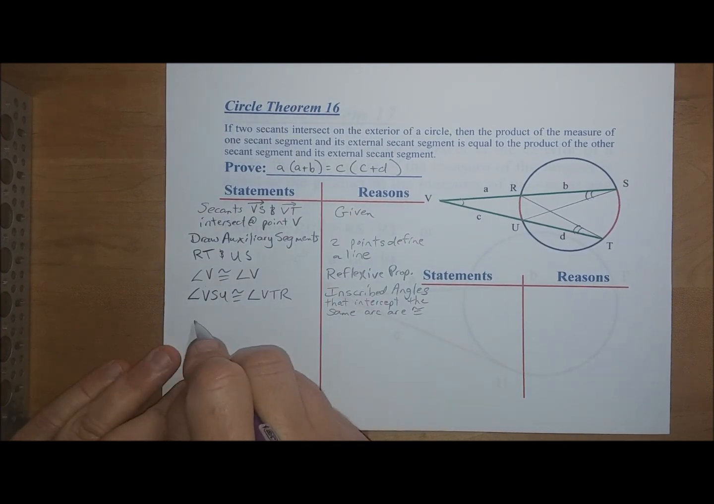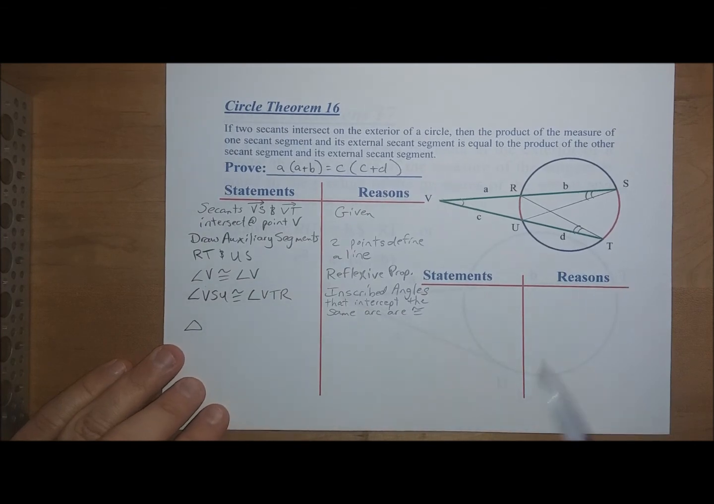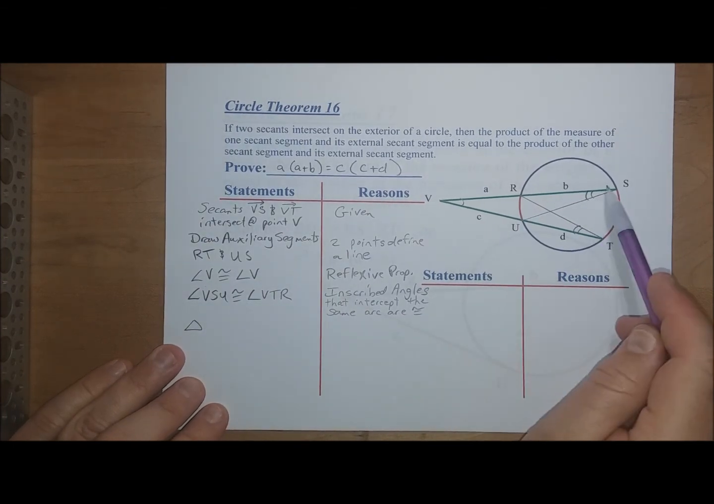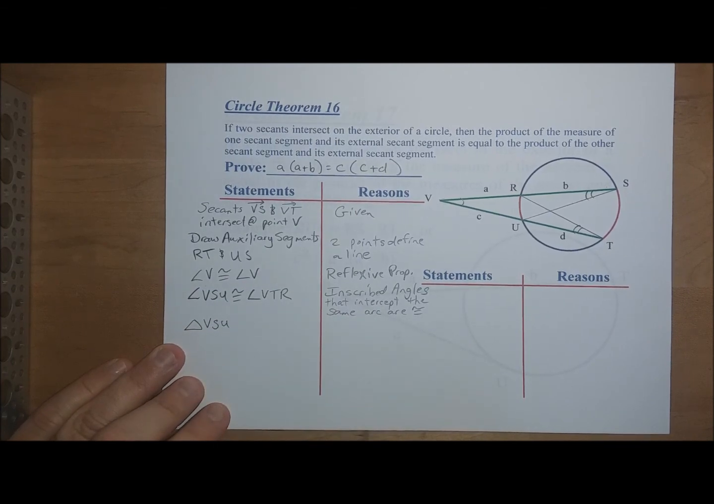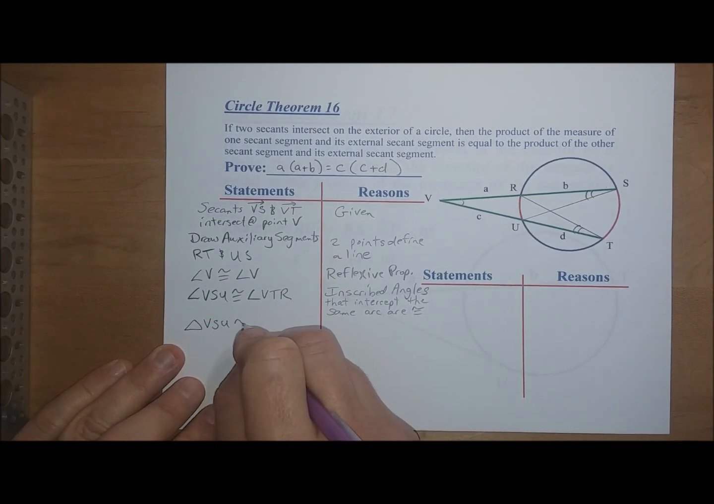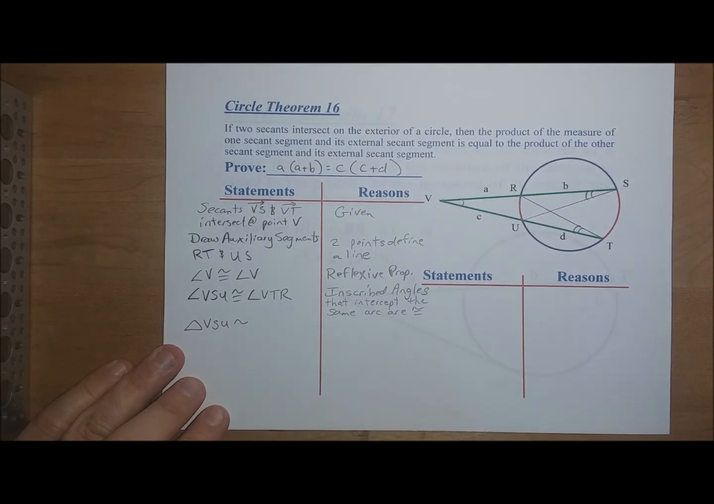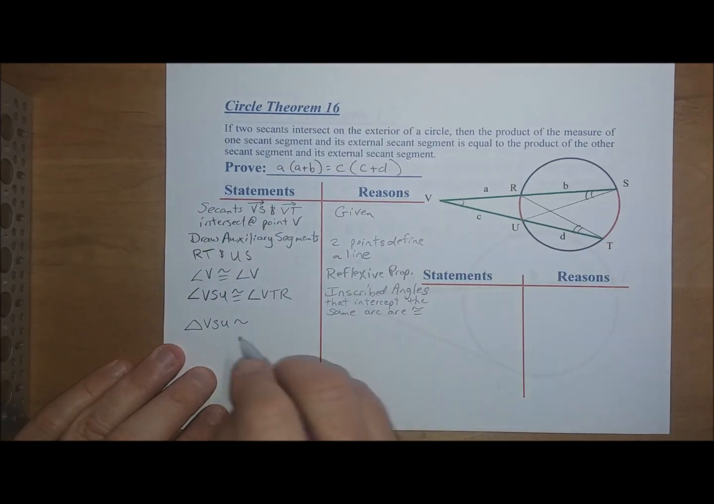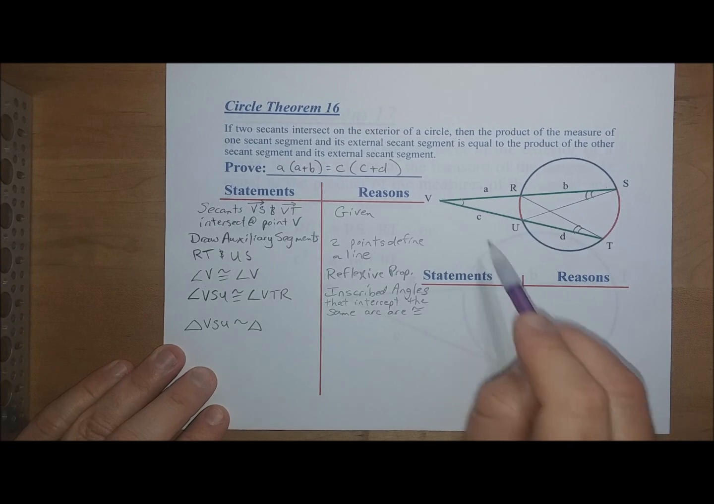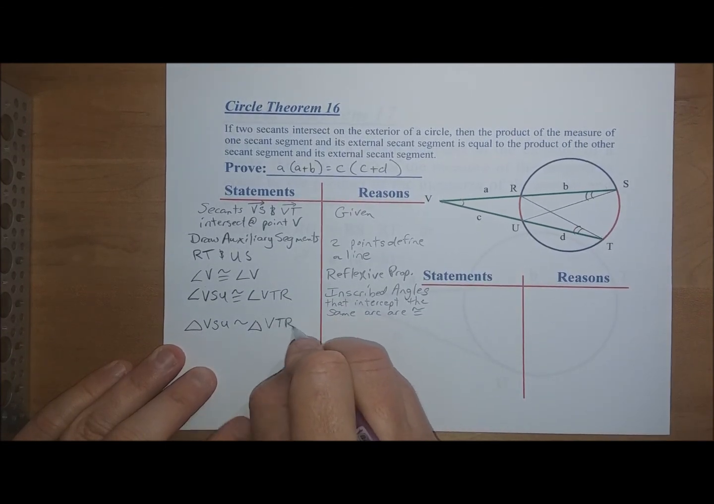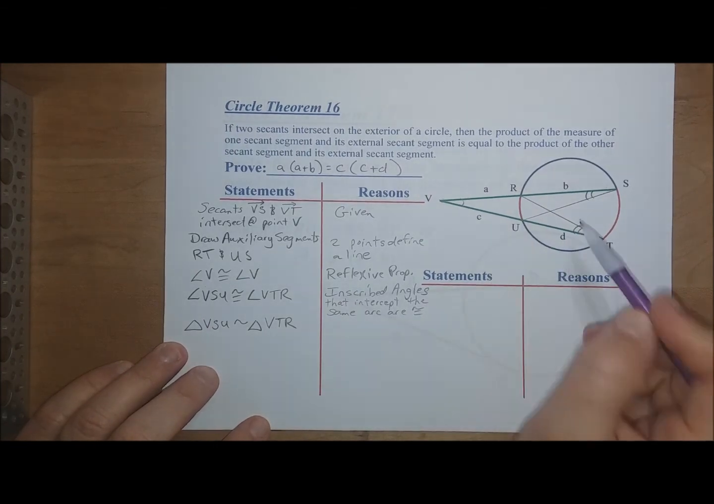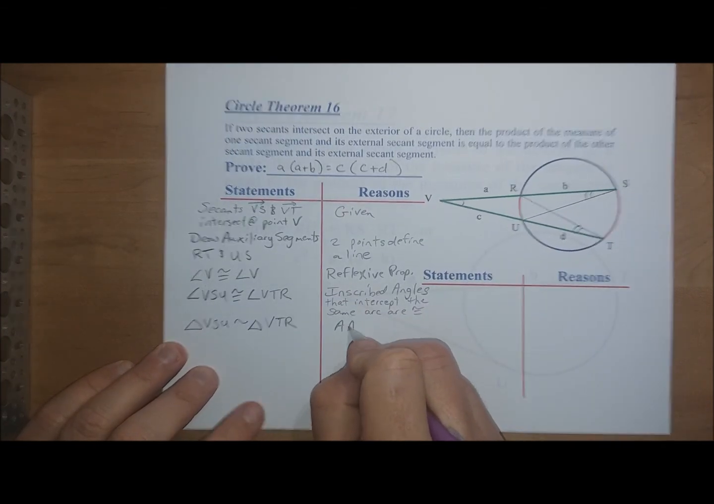Good. Okay. Guess what? There's my triangles. Man, that was quicker than I thought. I can now say that triangle VSU is similar, not necessarily congruent. In this case, they almost look congruent, but they will always be similar. Triangle VSU is similar to triangle VTR. How do we know? We've got angle-angle similarity, right?